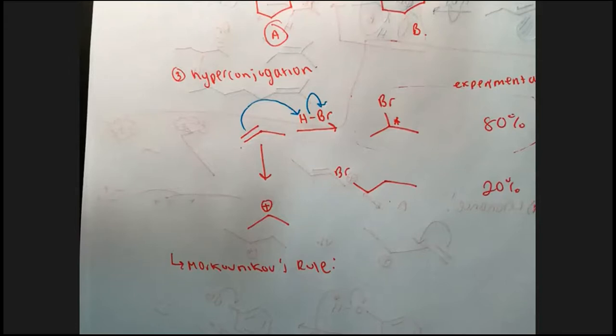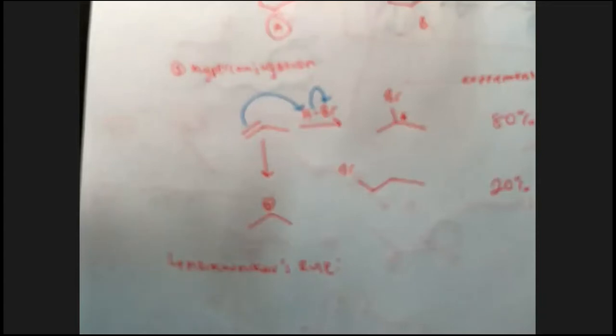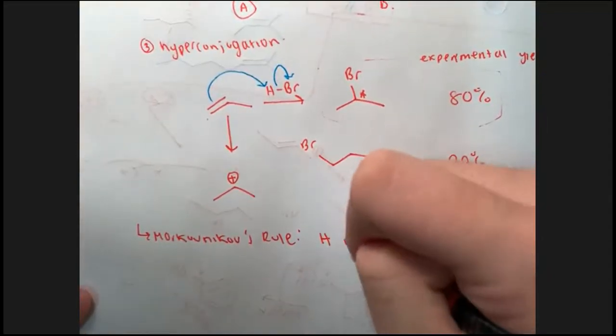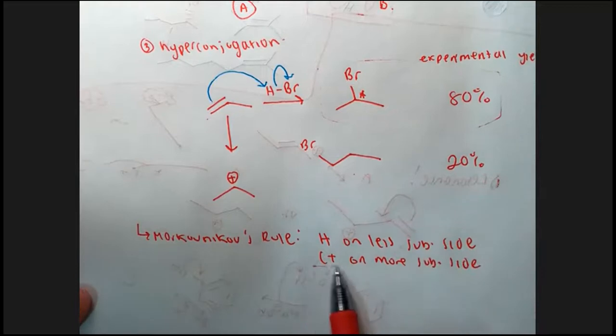It basically says this. When given the choice, and we're clearly given the choice in terms of position, we are going to add the hydrogen to the less substituted side, because then that's going to give us an intermediate with a carbocation on the more substituted side. I'll repeat that one more time. What Markovnikov's rule says is, when given the choice, we're going to put the hydrogen on the less substituted side, and that gives us the carbocation on the more substituted side. And the reason the carbocation goes on the more substituted side has to do with hyperconjugation.